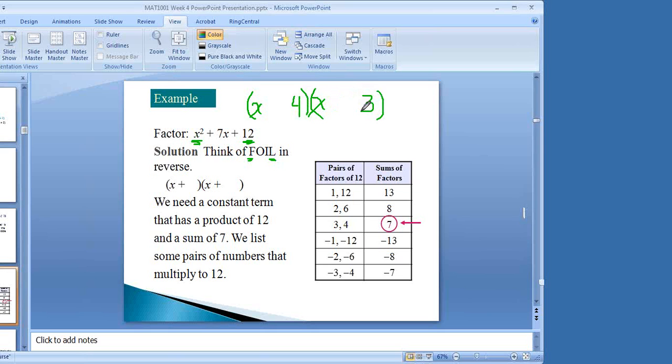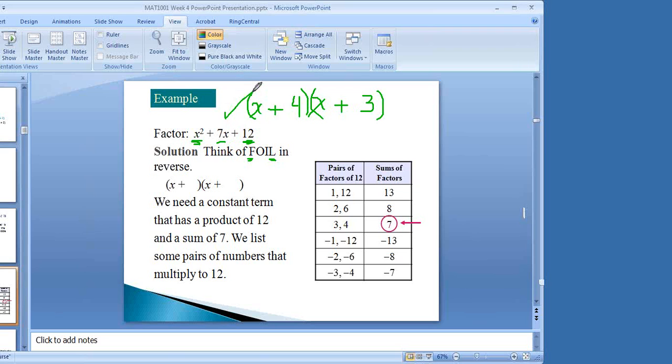So I know F and L in FOIL works out. What I have to do is see if outside inside works out. I need a positive 12, so these both have to be negative or both positive. If I have them both negative, I'm going to get a negative middle term, which I don't want. So I'm going to make them both positive. And then I'm going to do FOIL, I know first and last are right, so I actually could skip that in my check and just do outside inside. I get 4x plus 3x, which is 7x. That's exactly what I wanted. I got it. That's it.